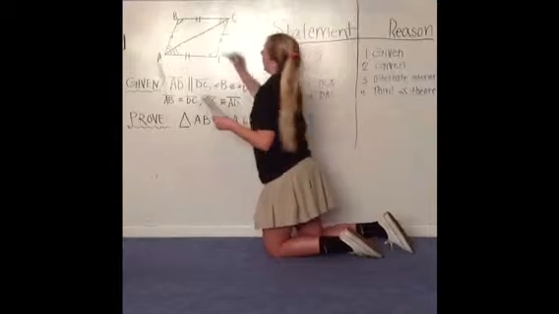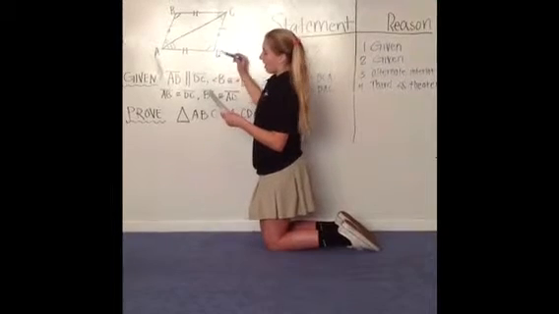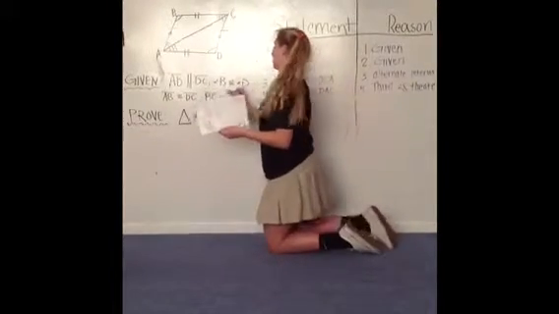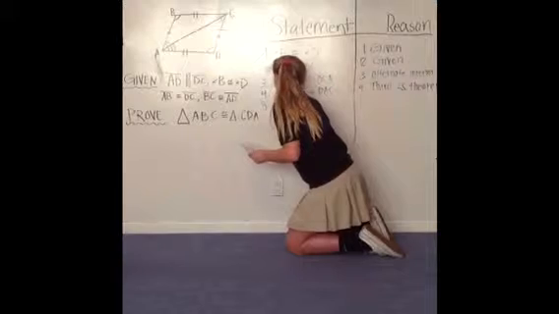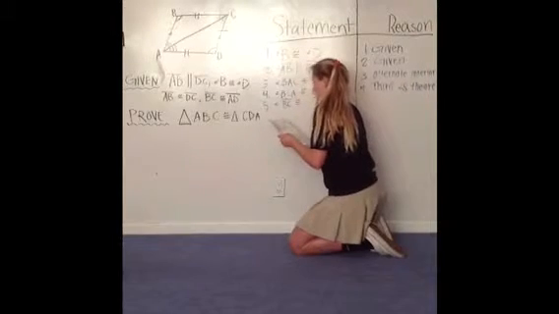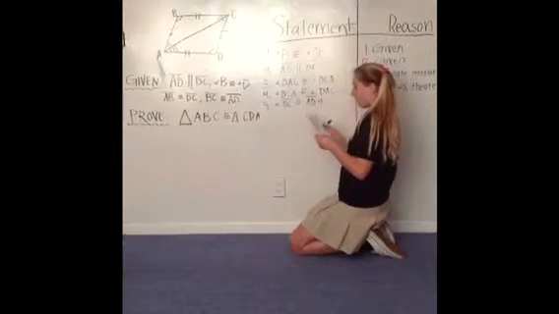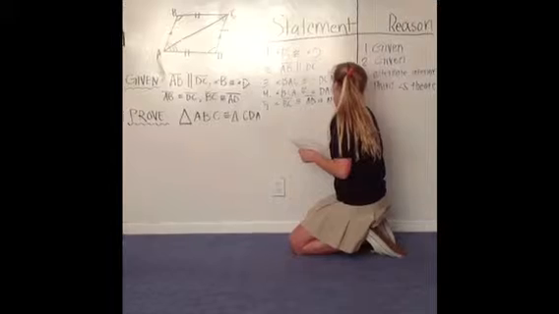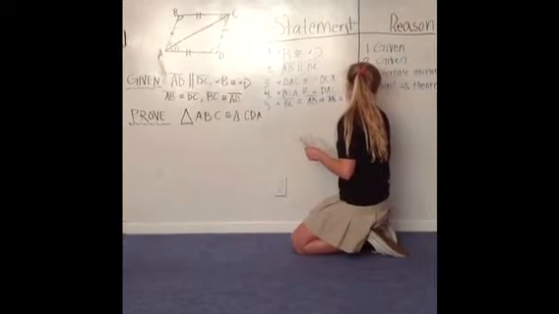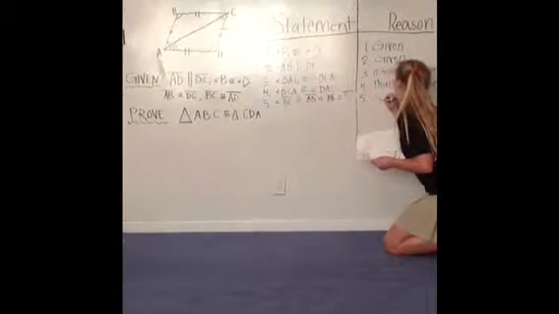Step 5 would be line segment BC is congruent to line segment AD. And also, AB is congruent to line segment DC, and that's because it's given. So right here, we would write BC is congruent to line segment AD, and line segment AB is congruent to line segment DC. And the reasoning for that is because it's given.